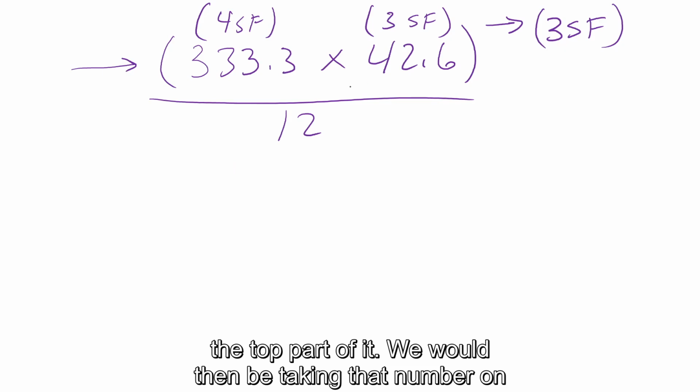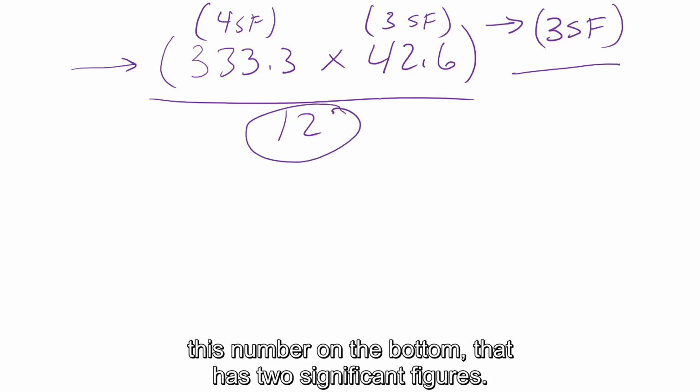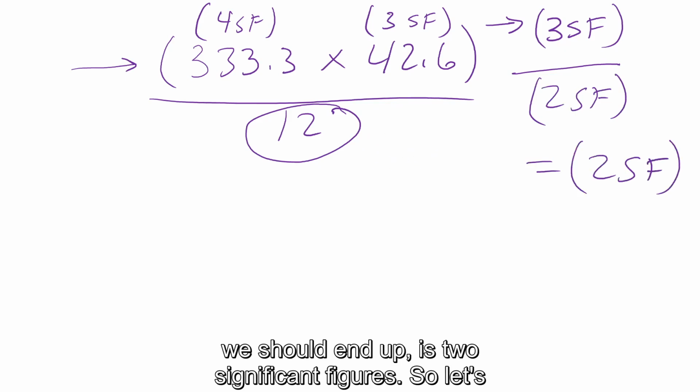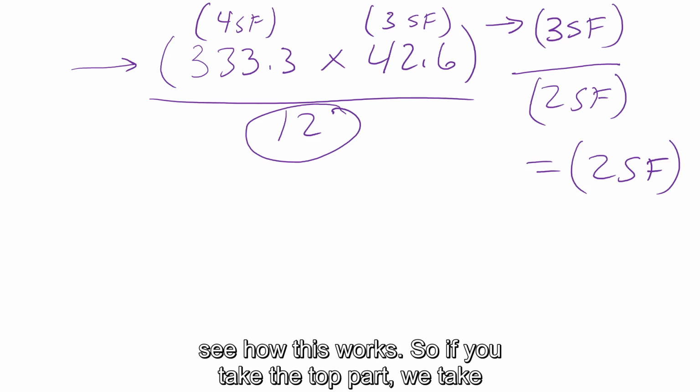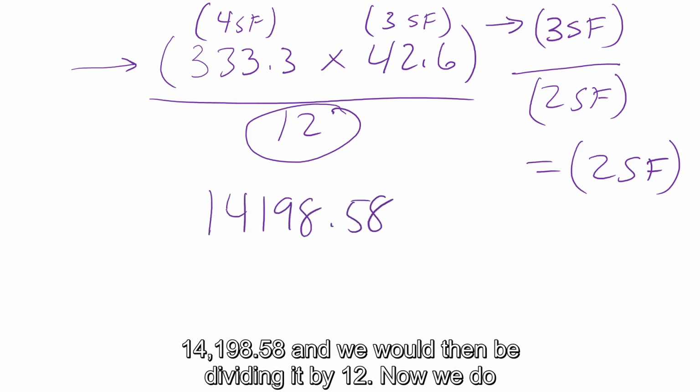We would then be taking that number on top, which technically has 3 significant figures, divided by this number on the bottom that has 2 significant figures. That means when we're all said and done, really, that is where we should end up, is 2 significant figures. So let's see how this works. So if you take the top part, we take 333.3 times 42.6. We get some number like this, 14198.58.